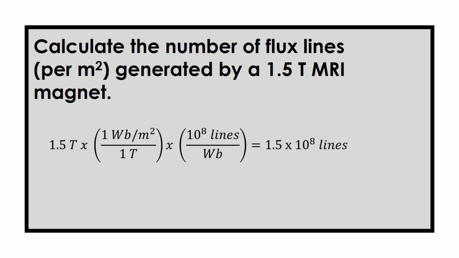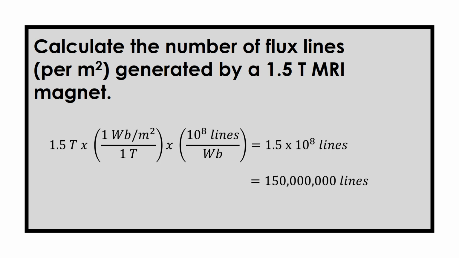Notice the Teslas cancel out. That leaves us with units of Weber per square meter, and we need to ultimately get to the number of flux lines. So just follow the units. We'll take that number and multiply it by 10 to the 8th lines per Weber, which is another conversion that we know, and all of that together equals 1.5 times 10 to the 8th lines. So 1.5 Tesla is a magnetic strength that creates a total of 1.5 times 10 to the 8th lines of flux. Or to take that out of scientific notation, that's 150 million lines of flux created by a 1.5 T MRI magnet.